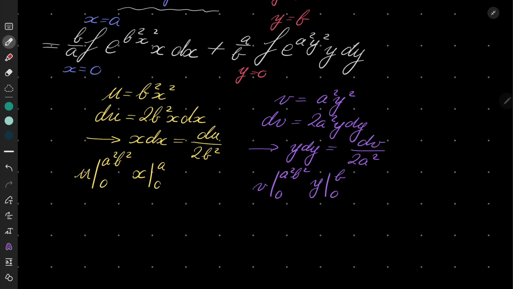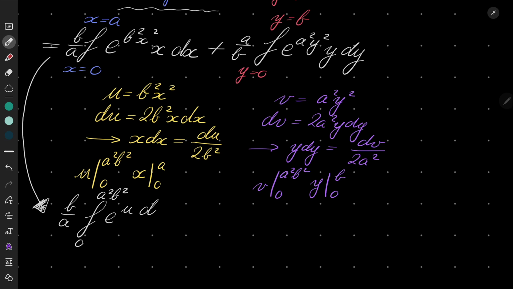Nice. So our integral becomes the following. Integral from 0 to a squared b squared, b over a, e to the power of u, and instead of x dx, I can put du over 2b squared. And the second integral is a over b, integral from 0 to a squared b squared, e to the power of v, dv over 2a squared.